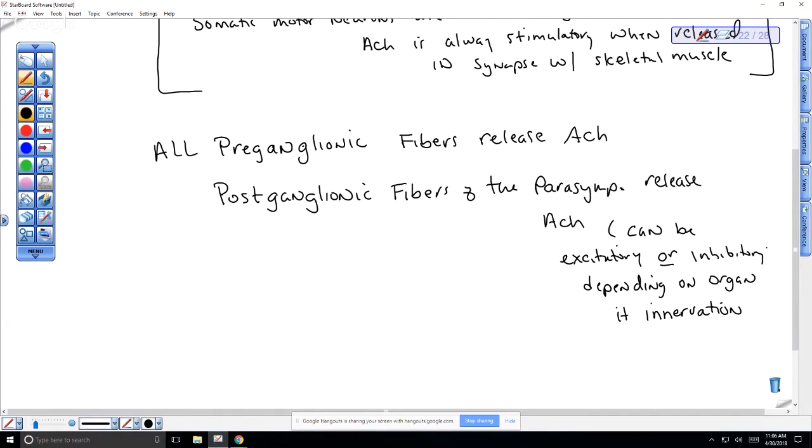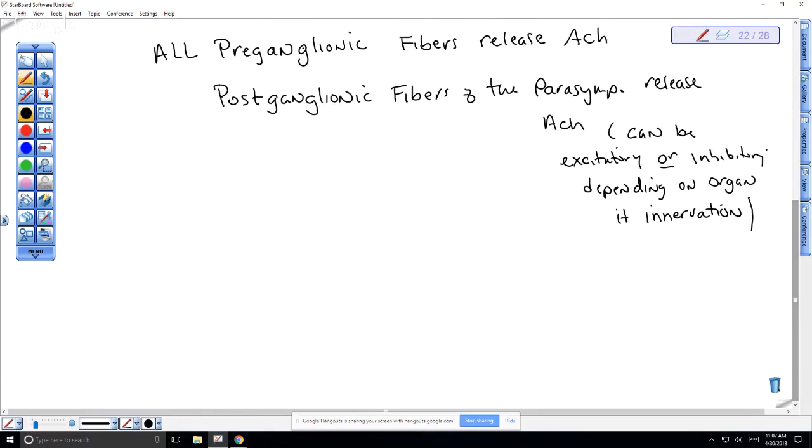So maybe it's innervating the pacemaker of the heart. In this case, if it is innervating the heart, it is going to inhibit the pacemaker, and it's going to slow the heart rate back down. If it's innervating my salivary glands, it's going to cause them to secrete more, so it's excitatory. If it's releasing to my stomach, then it's going to cause contraction of the smooth muscle in my digestive system. So those are cholinergic fibers.